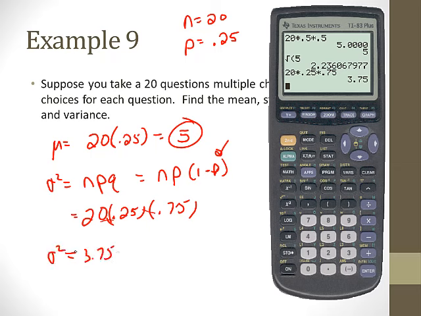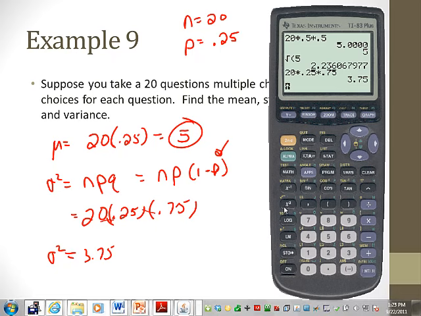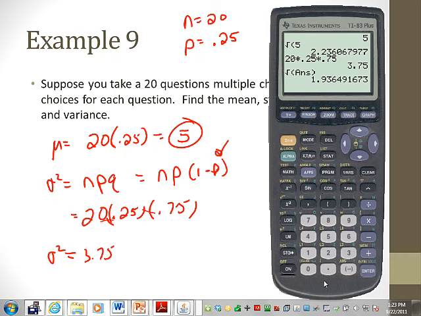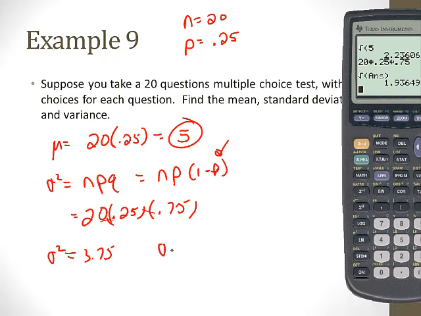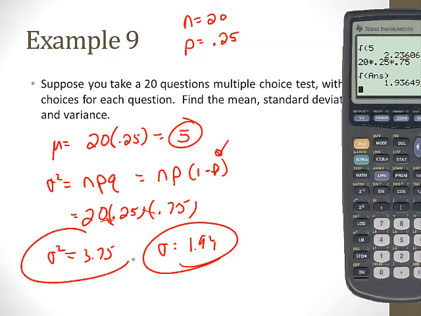So standard deviation is going to be the square root of that prior answer, and we get about 1.94. Okay, so not too bad. If you can identify n and p, the formulas are relatively easy to crunch in.